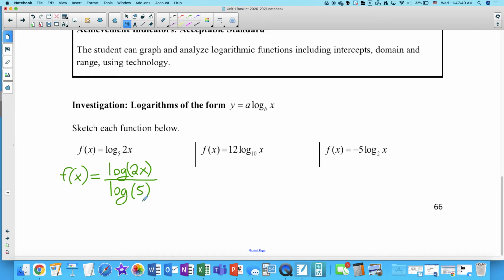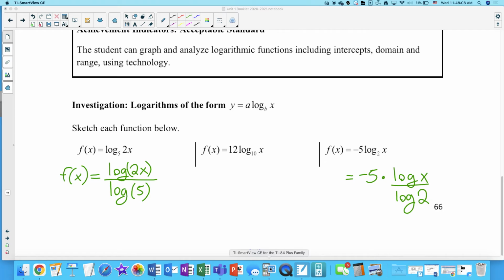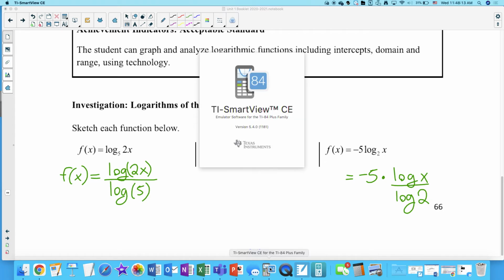For the second one, we're fine because it's already base 10. And for the third one, this is going to be -5 times, again, log over log. In the numerator is the x, in the denominator is the 2. Okay, so I'm going to pull out a calculator, and we will just quickly graph these, and maybe we'll sketch them down, and then we'll see how much time we have left. I don't know how much time we're going to have left.